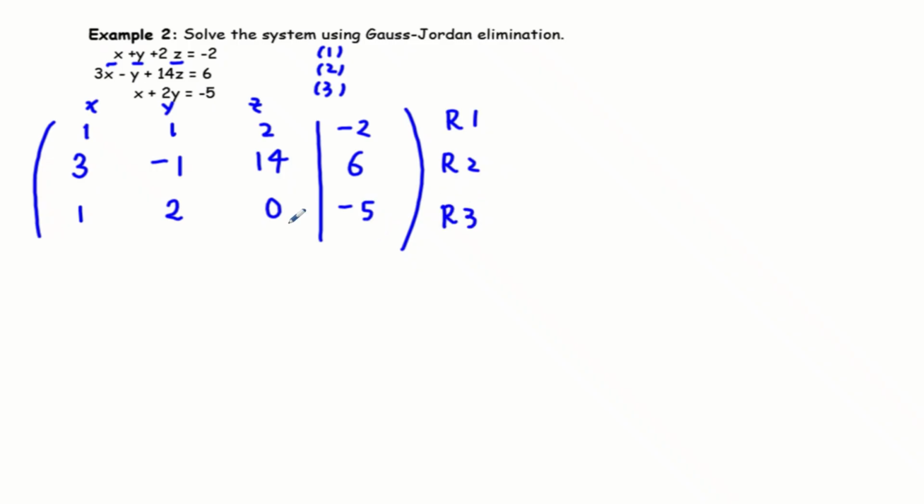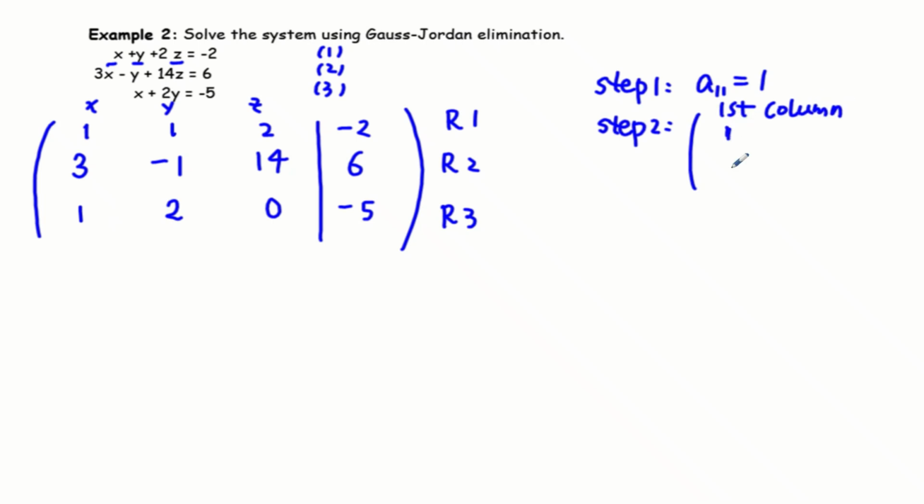Then after that, the first one is 1 already. We like it. We don't have to change. So step 1, A11 needs to be 1. It is 1 already. That is good. We don't have to change. If not, we could just switch R3 with R1. Then you have A11 equals 1. Then step 2, first column. So we have 1 here. The other numbers, we want to change to 0. How to change them to 0 is just add or subtract a number times R1.